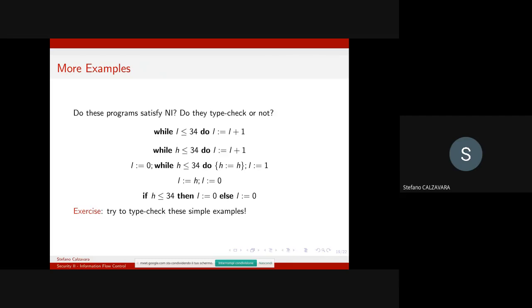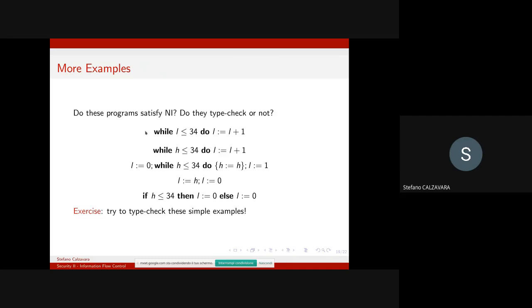So now we have a bunch of simple examples, and my goal would be to reason with you about these examples. Then, as an exercise, I ask you to formally try to build the type derivation for these programs, but we will first discuss whether these programs are secure, so whether these programs satisfy non-interference, and whether we intuitively expect these programs to type check or not. Then you have to take care at home of all the formal details. So try to type check this program and show that what we discussed together now is indeed correct. So let's start from the very first program.